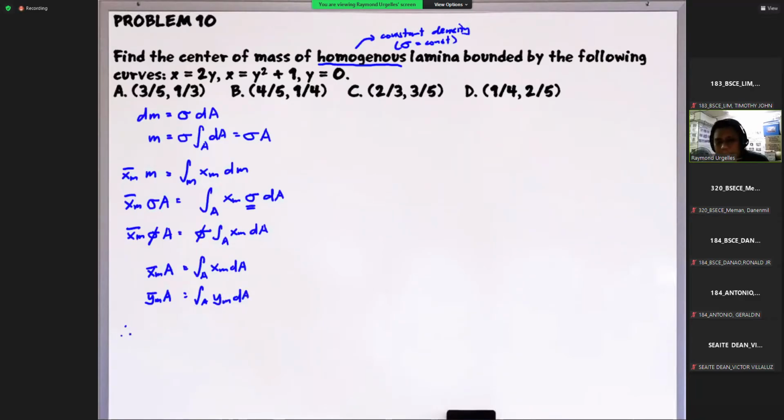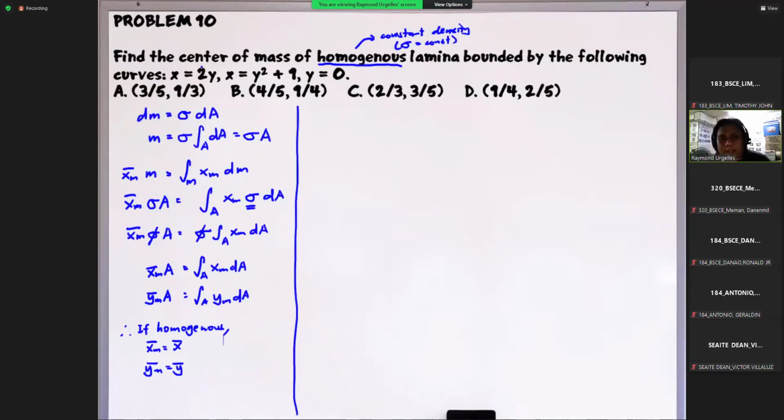So therefore, we can assume that if homogeneous yung lamina natin, then yung x sub m bar natin is just equal to x bar, tapos yung y sub m bar natin is just equal to y bar. So the center of mass coincides with the center of area, or the centroid of an area. Pareho lang sa center of mass. Kaya pag nakakita kayo ng ganyang problem, homogeneous lamina, solve nyo lang yung centroid.